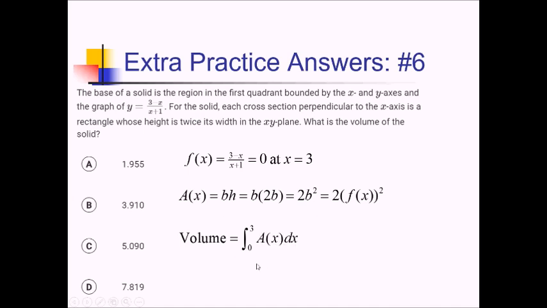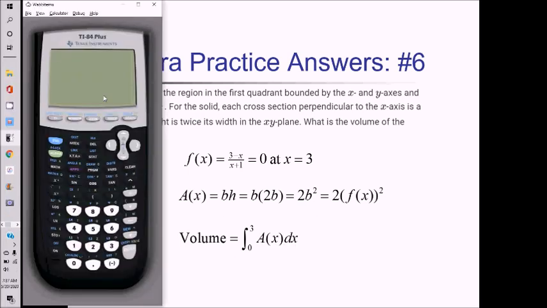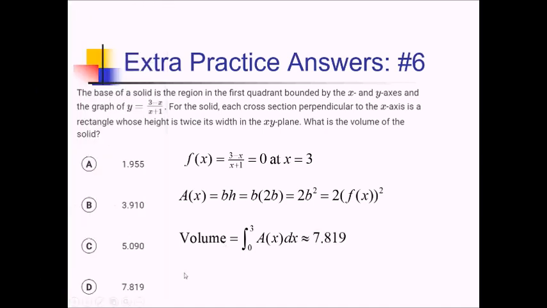It's time for the calculator again. So to make this happen, I'm going to do math 9 for my integral. We're going from 0 to 3. And my A of x function, I'm just doing 2 times f of x squared. So 2 times, and I actually don't have to rewrite all this because remember, I stored this as y1. So I'm just going to do alpha trace y1 and square that. So that'll save me some time. Put an x next to the d, press enter, and we've got 7.819 for that volume. So that's going to be choice D.